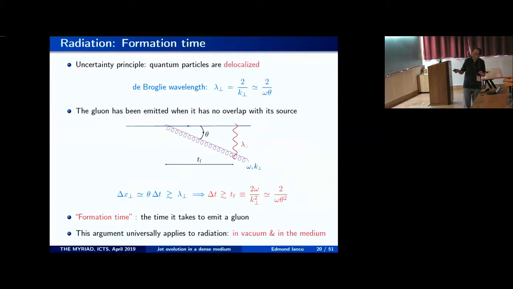The transverse wavelength of the gluon, lambda perp, is by the uncertainty principle the de Broglie wavelength, 1 over k perp, which means 1 over omega theta. And in order to have emission, we want the transverse separation, delta x perp, between the quark and the gluon, which is the angle of emission theta times the time delta t from the emission point, to become larger than the transverse wavelength lambda perp, which is in turn 2 over omega theta. So you write that theta delta t be larger than 2 over omega theta. And this condition immediately implies that delta t should be larger than the critical value that I call the formation time, which is 2 over omega theta squared, or equivalently 2 omega divided by k perp squared.